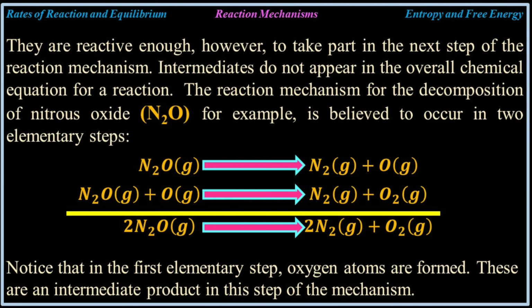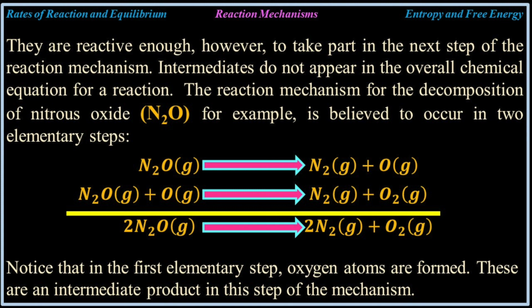They are reactive enough, however, to take part in the next step of the reaction mechanism. Intermediates do not appear in the overall chemical equation for a reaction. The reaction mechanism for the decomposition of nitrous oxide, N2O, for example, is believed to occur in 2 elementary steps. Notice that in the first elementary step, oxygen atoms are formed. These are an intermediate product in this step of the mechanism.